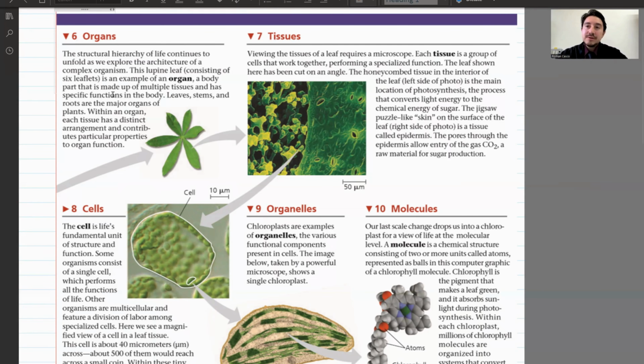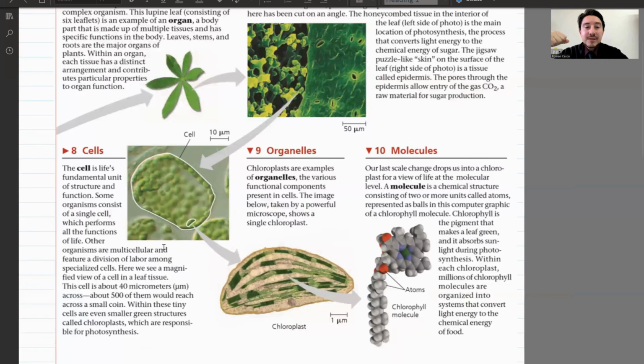Several tissues are several cells, similar cells working together to create an overall function. Okay. Here you have an example of a leaf, several tissues within the leaf, several cells within the leaf to create an overall process of photosynthesis. You zoom in more into that, you have your cells. Okay. You have a plant cell.